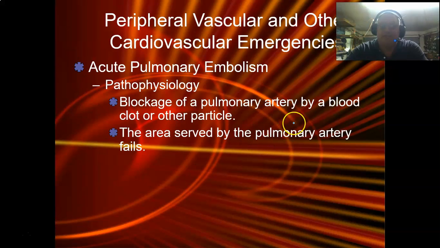Acute pulmonary embolism. Again, history is going to be your key thing here. Why do they have this? Usually there's a blockage of a pulmonary artery. Now, the good news is you've got 4 of them. So can you survive with one of them clogged up?